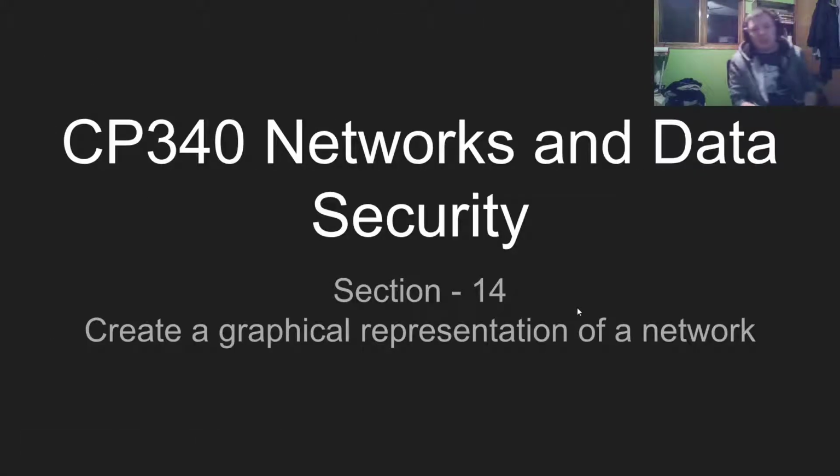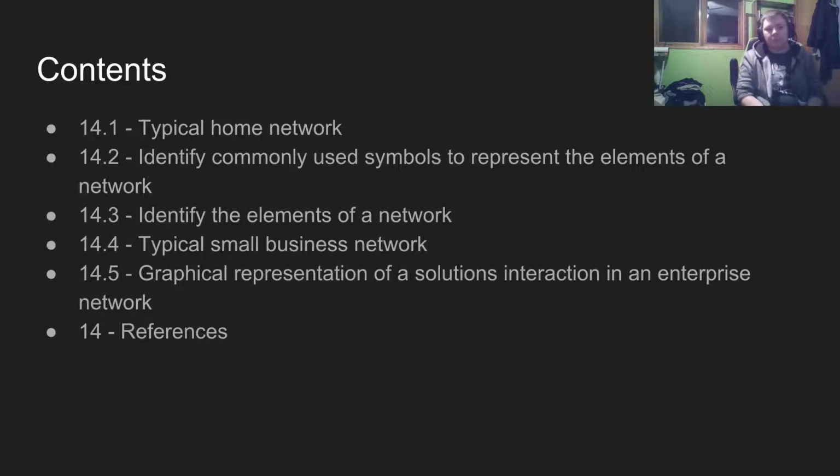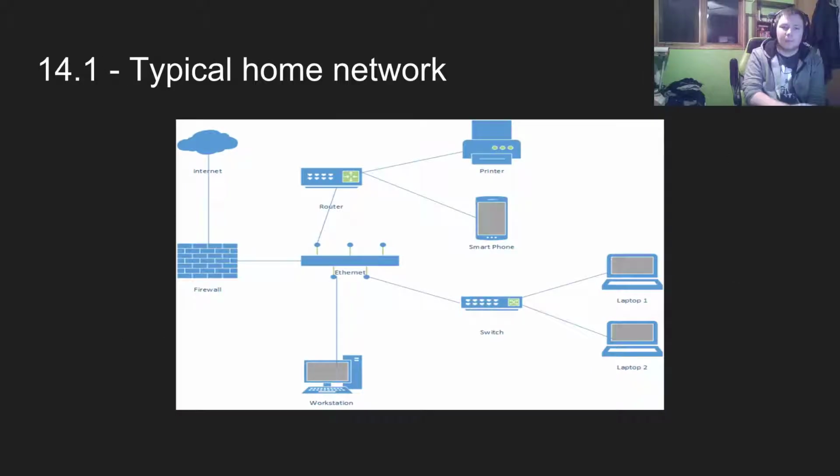CP340 Networks and Data Security, Section 14. Create a graphical representation of a network. Contents: 14.1 Typical home network. 14.2 Identify commonly used symbols to represent the elements of a network. 14.3 Identify the elements of a network. 14.4 Typical network for a small business. And 14.5 Graphical representation of a solution's interaction in an enterprise network, and references.